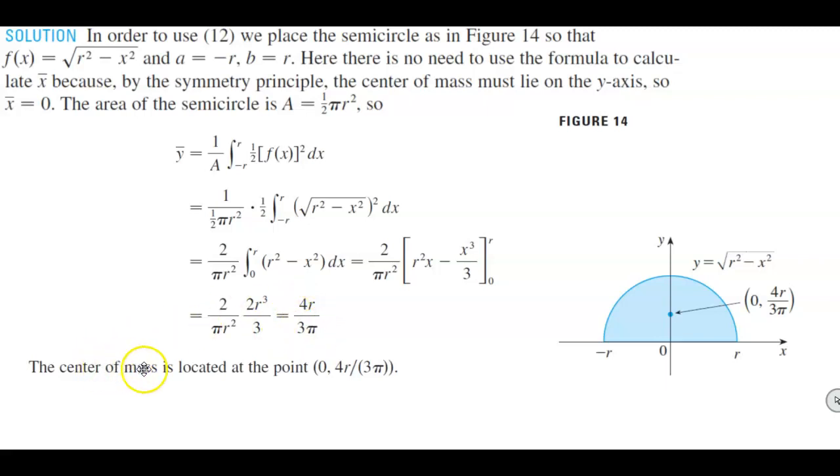So therefore, the center of mass is going to be located at the point 0, which we know is represented by x bar, and the y value becomes 4r over 3 pi.